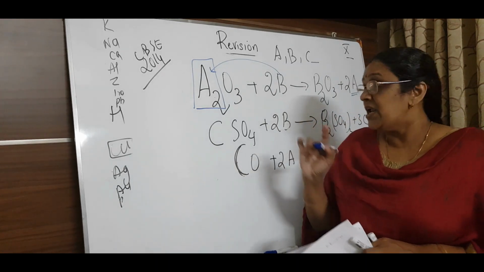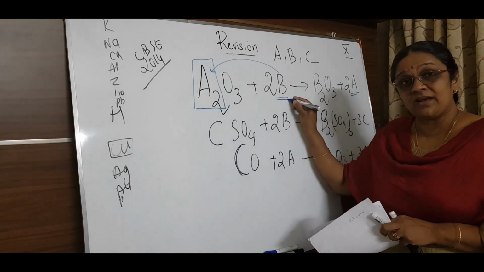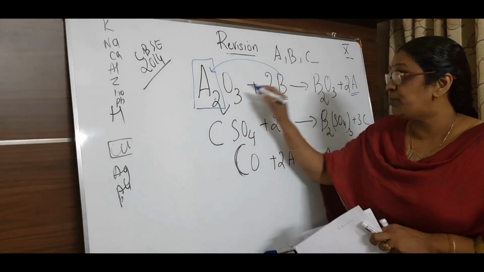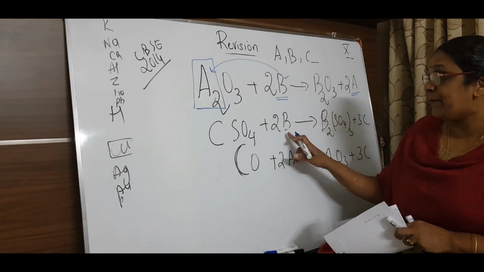It's a funda. Now here, which is more reactive metal? B is more reactive metal. So that is why B displaces A. So B is more reactive than A. Correct? Now what happens here?